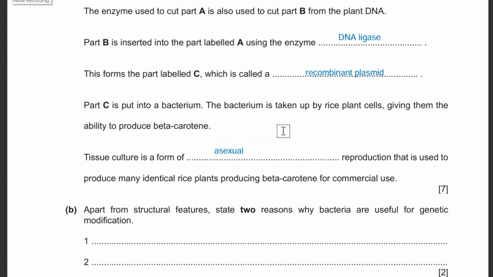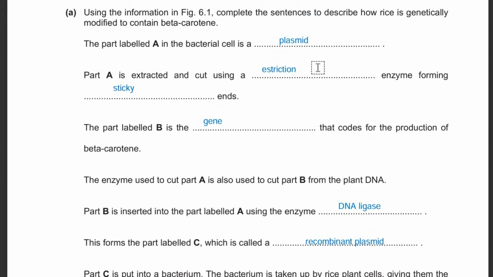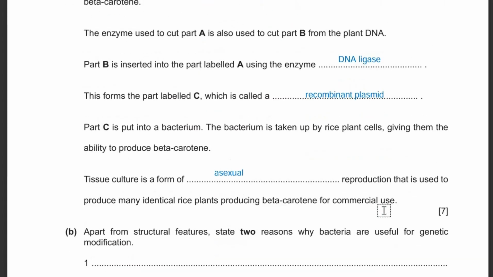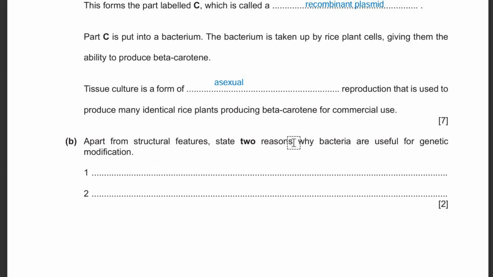Alright. These are the blanks I have filled, so you can read it from here. Now, part B says, apart from structural features, state two reasons why bacteria are useful for genetic modification. The bacteria are useful because they're able to reproduce rapidly, because they have binary fission, or they reproduce asexually, which is a rapid form of reproduction. Secondly, there are no ethical concerns. If you use humans, obviously this will give rise to many ethical concerns. Thirdly, they have the ability to make complex molecules and they don't require too much space, right?